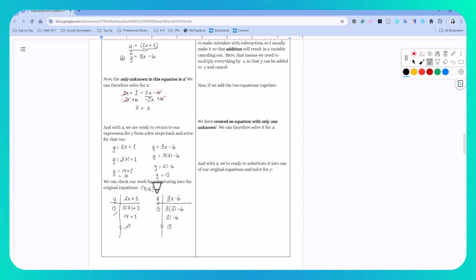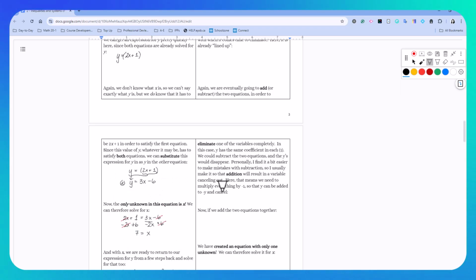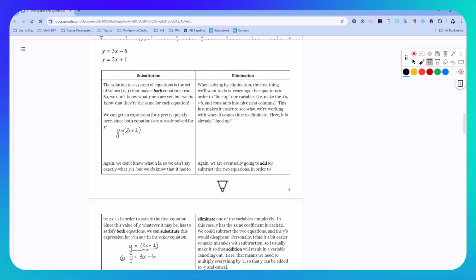Well, let's do the same equation. We're going to roll back up, and this time we're going to do it using elimination. Now, when solving by elimination, the first thing we want to do is rearrange the equations in order to line up our variables. In other words, it's like we have columns of variables. So the nice thing about this one, if I write y equals 3x minus 6, and then if I write this one just below it, these are already in nice columns.